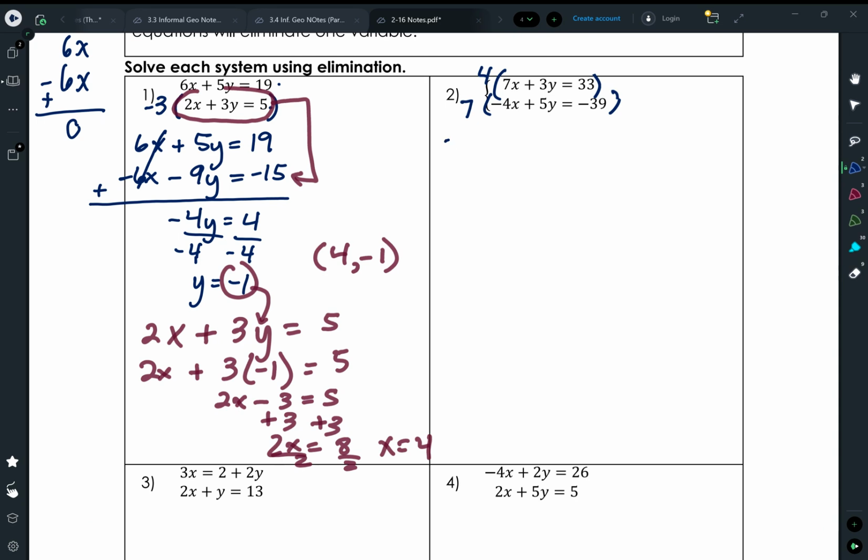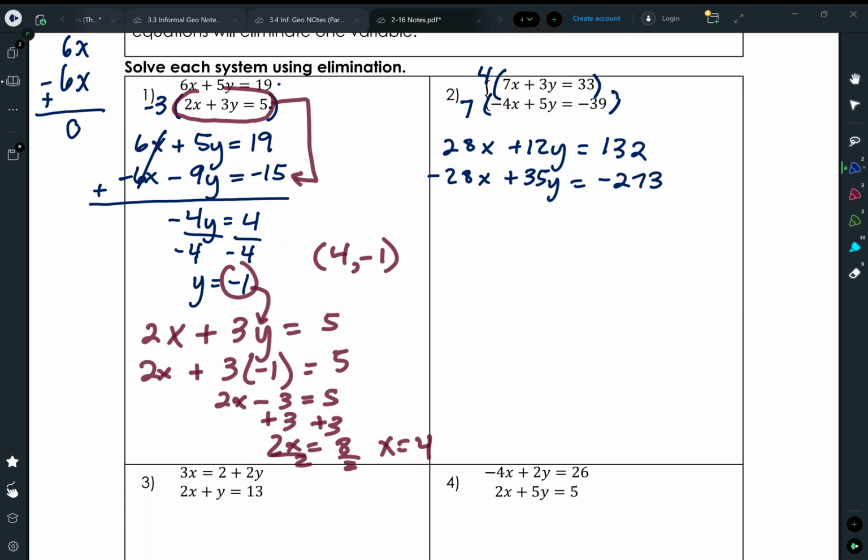So equation 1 is now 28x plus 12y equals, let's see, 33 times 4. That's going to be 132. And then in my second equation, I have got to multiply by 7. And I have a negative 28x and a plus 35y. And then I need to know 39 times 7 is going to be a negative 273.